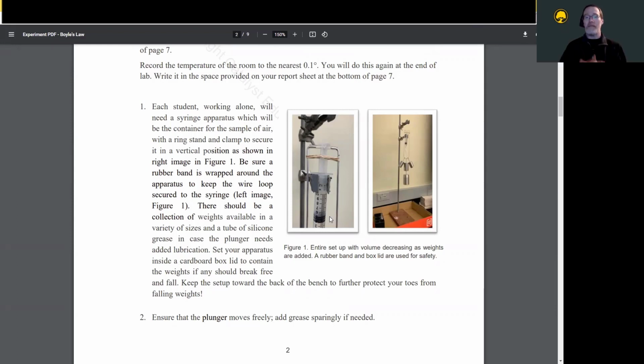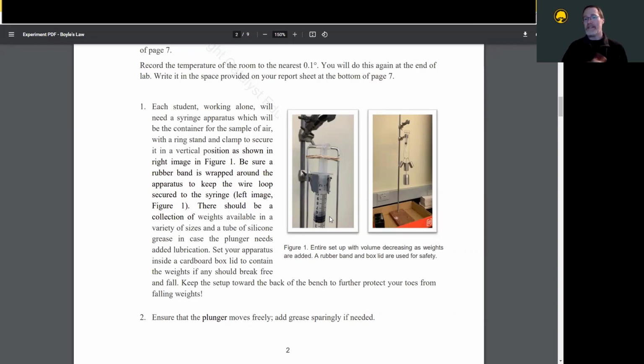Essentially what we're doing here is hanging weights from it to further compress that gas inside the syringe. And we know based on Boyle's Law, as the pressure increases, right, we're pushing harder on that syringe, the volume inside is going to get smaller. Likewise, if we try to pull the plunger out of a closed syringe, the volume will increase, but the pressure inside will be decreased because there's this inverse relationship.